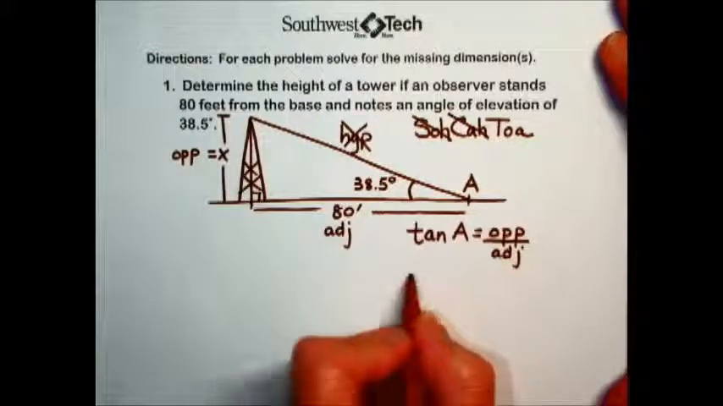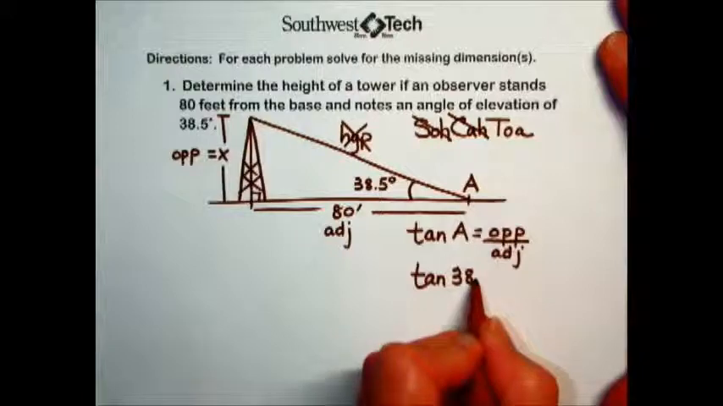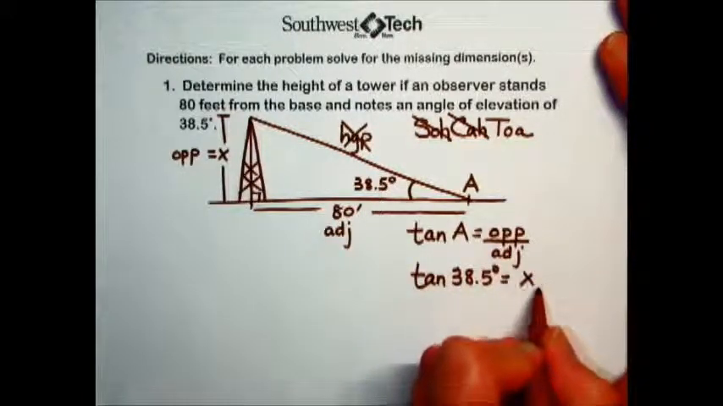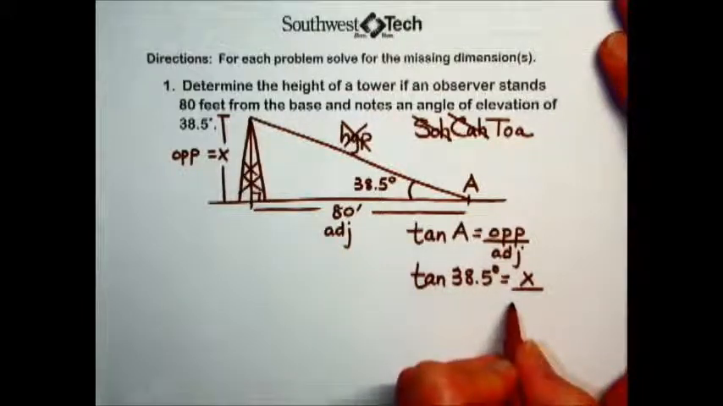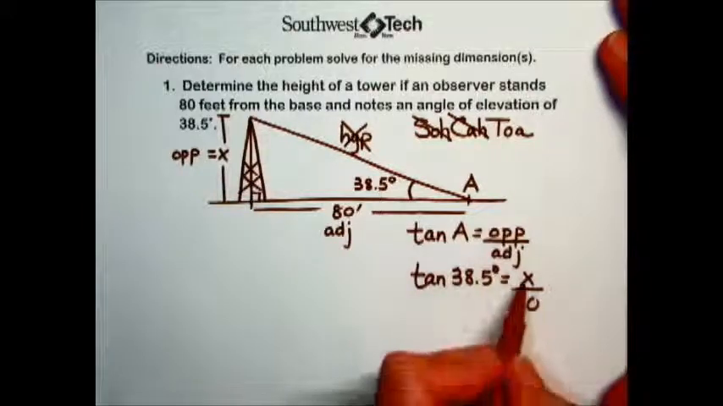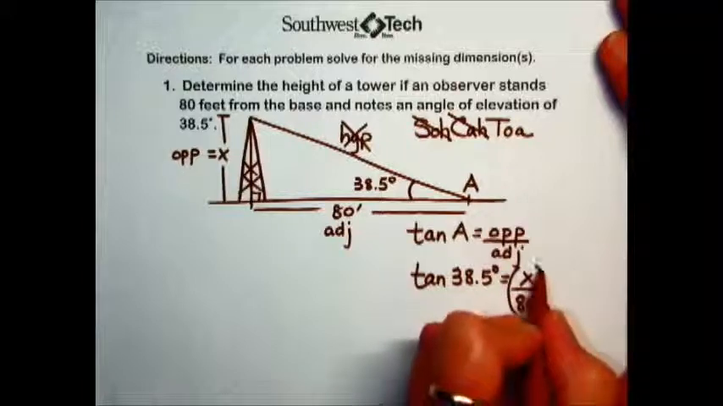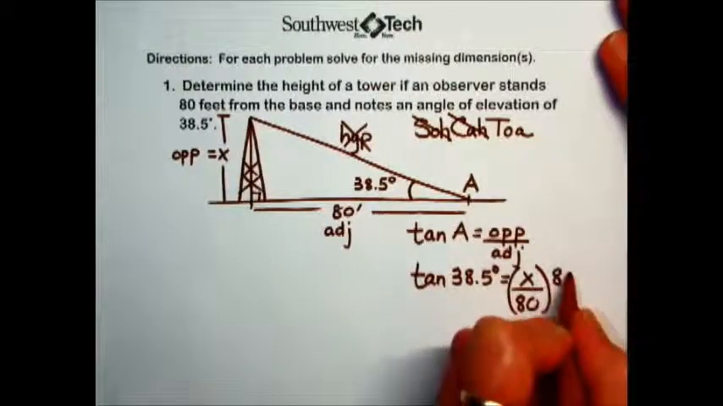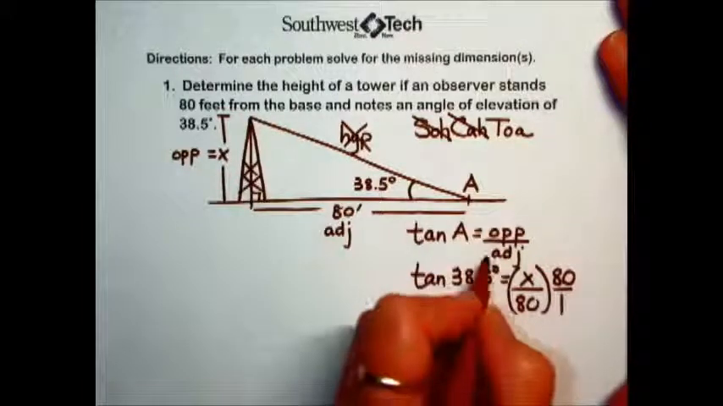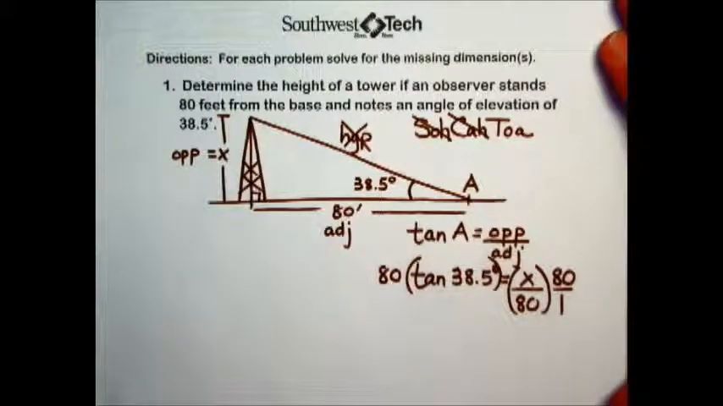Replacing those unknowns with what we know, tangent of the angle, 38.5 degrees, is equal to the opposite, that's what we're trying to determine, over the adjacent 80. To solve this equation, our variable is being divided by 80. To undo a division, we will multiply by that amount. So we'll multiply the right-hand side by 80, and to maintain equality, we will also multiply the left-hand side by 80.